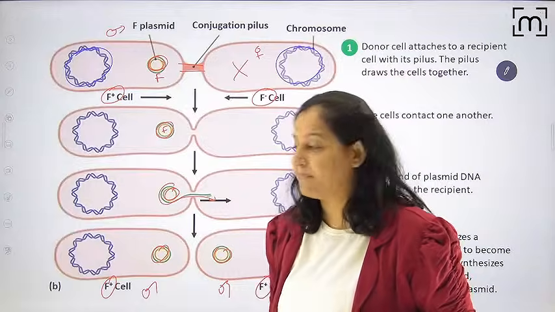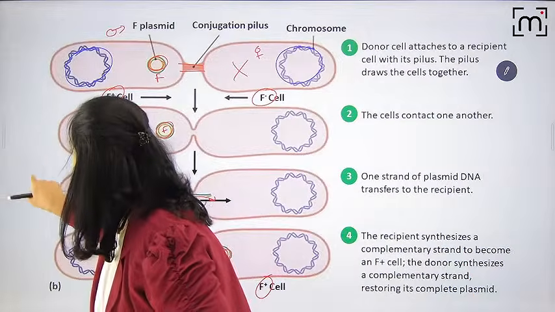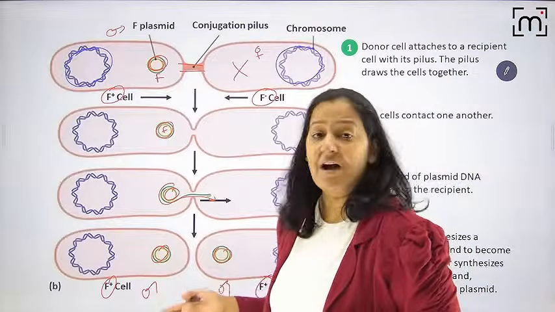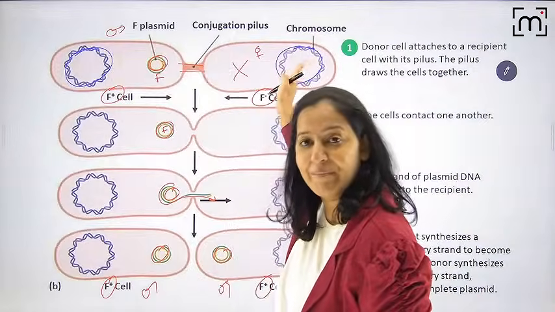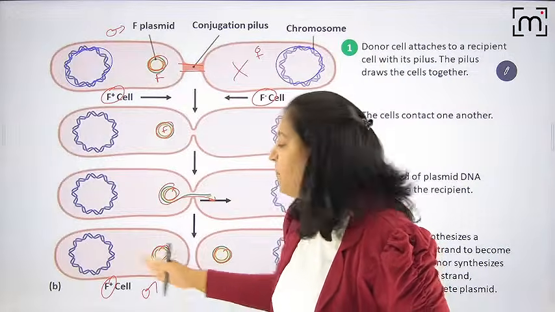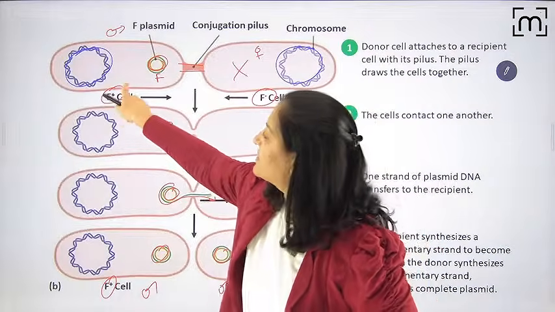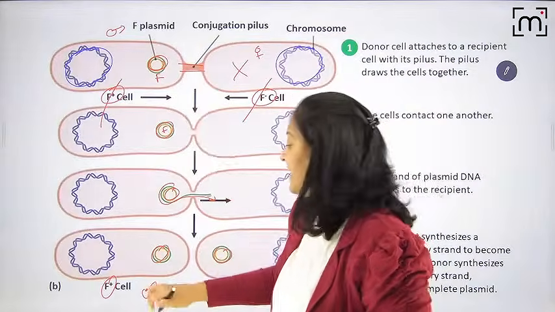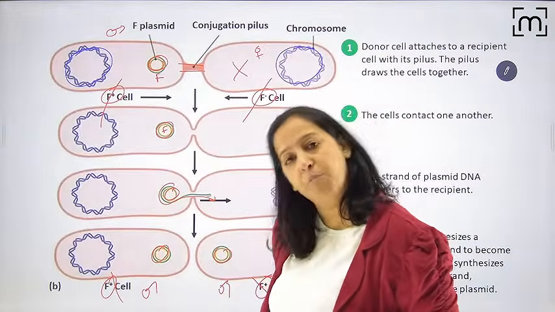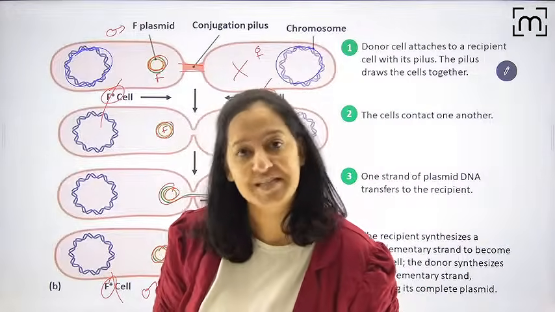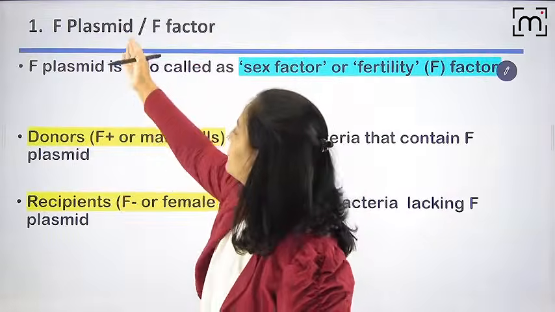So mind my words, people. When they started, one is male, one is female before sex. And after sexduction in bacteria, both become male. So one was F positive, one is F negative when they started. But when they end, both become F positive. Both become male. It is known as transfer of maleness. It happens in bacteria. So this is the relevance of the F plasmid.